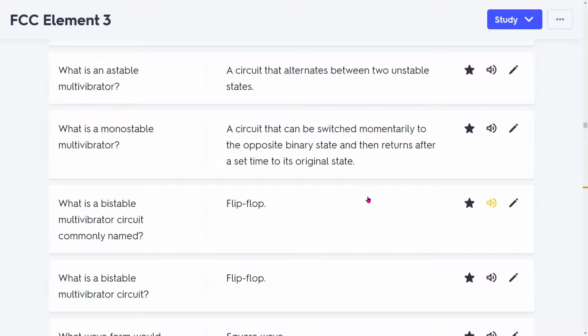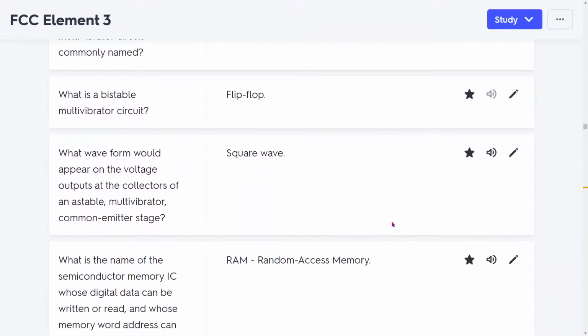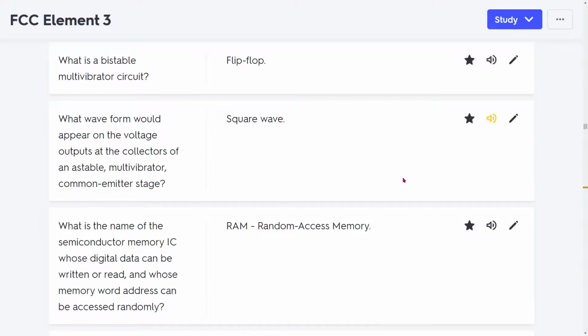What is a bistable multivibrator circuit commonly named? Flip-flop. What waveform would appear on the voltage outputs at the collectors of an astable multivibrator common emitter stage? Square wave.